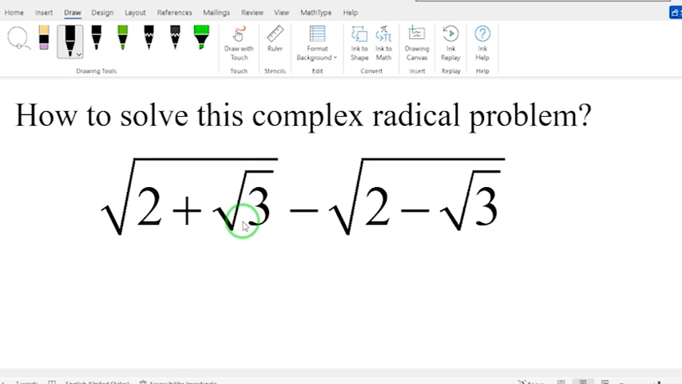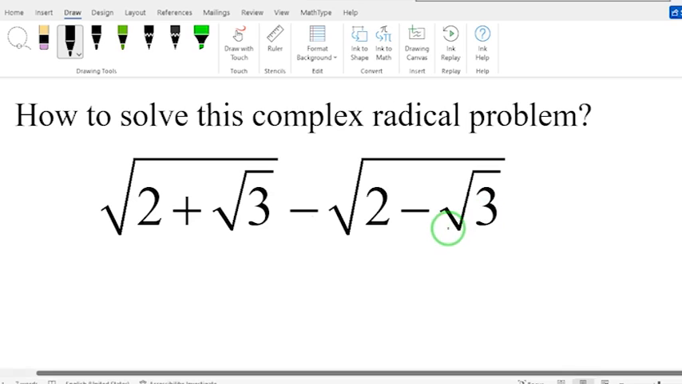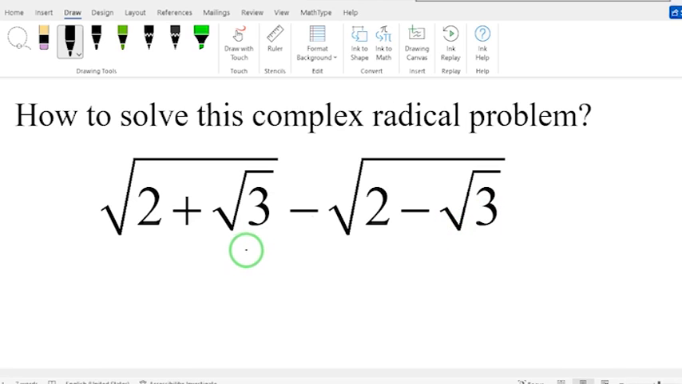How to solve this complex radical problem? It's a little challenging and tricky. Here is the square root of 2 plus square root of 3, minus the square root of 2 minus square root of 3. Before starting to solve this question, I want to explain a little about the compound root.